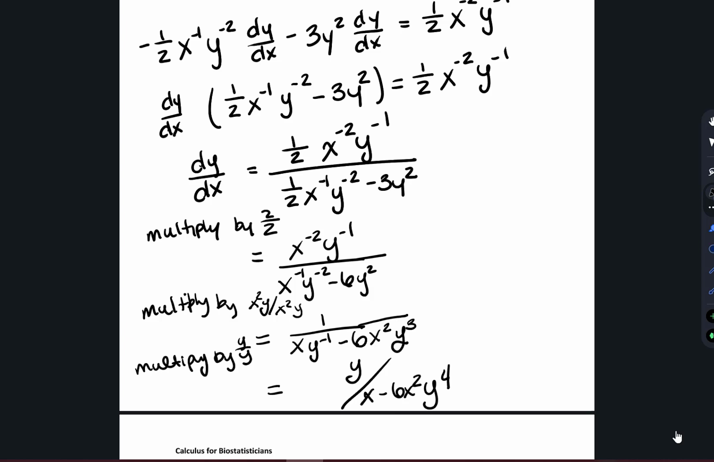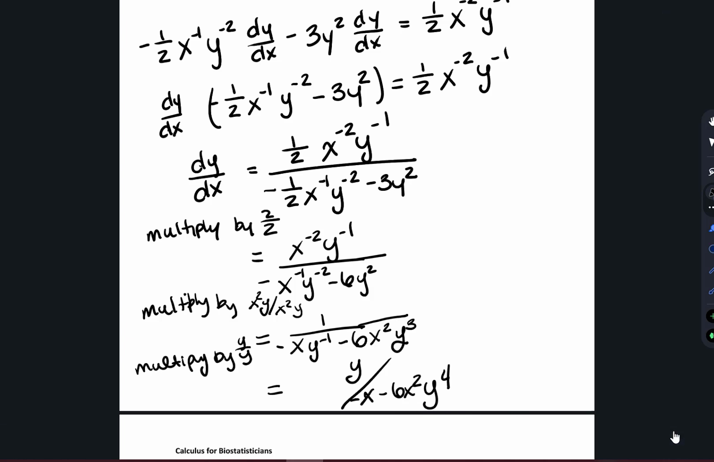And just to make sure that I did not drop a negative sign. So it looks like I did up here. I dropped a negative sign right here. So I'm just going to go through and add that negative sign in. There we go. And so that is our derivative.